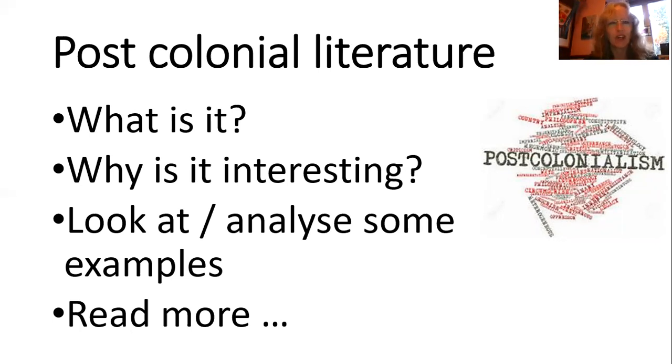Okay, so do you know all about post-colonial literature? Do you know why it's interesting? I think it's because it's so relevant to countries like yours, that was a colony until recently. So we're going to look at what it is, why it's interesting, look at and analyze some examples, and read more. Okay?